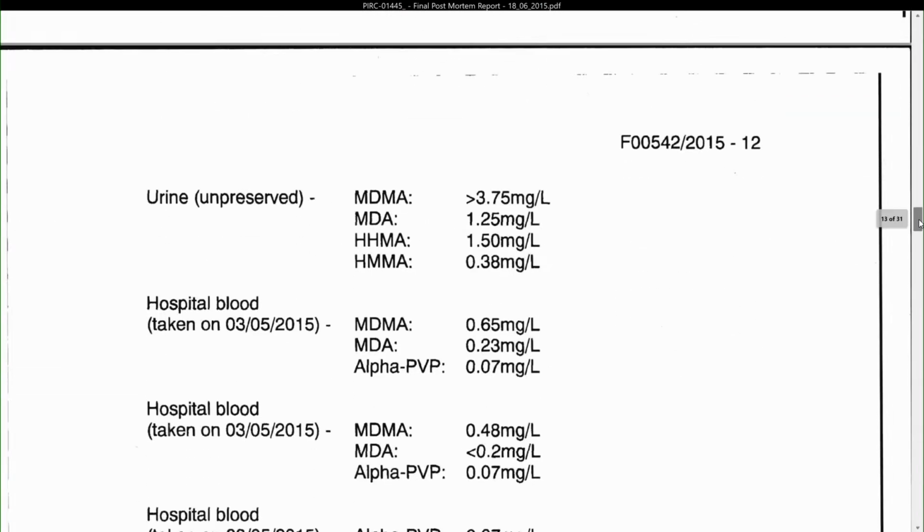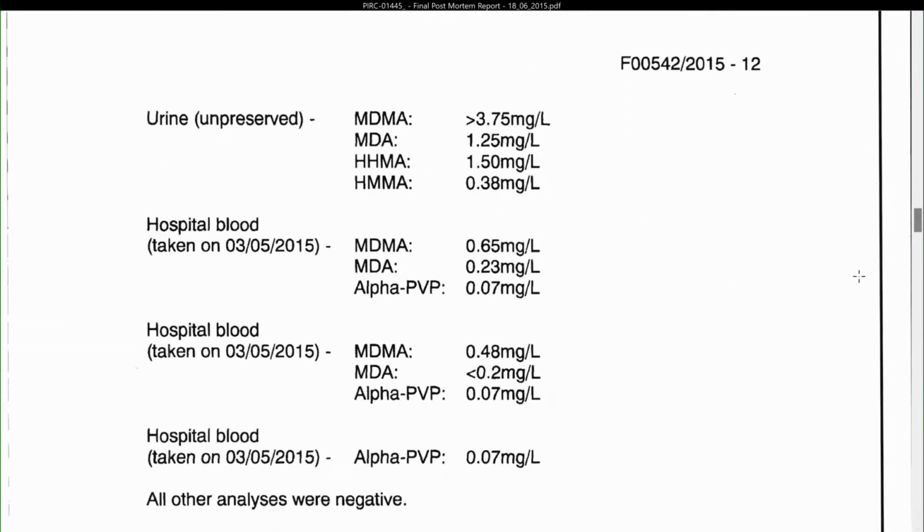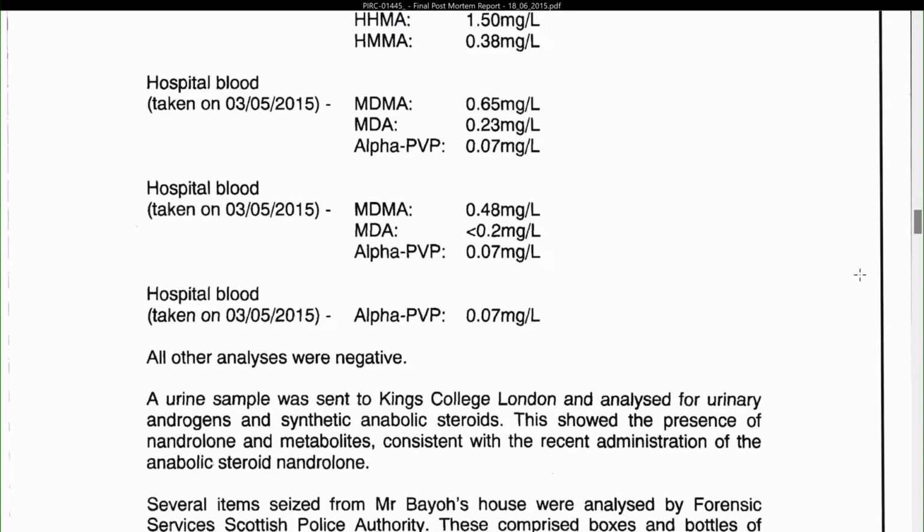And moving on to page 12, please, following on, do you see under the results, all other analyses were negative? And is that the other tests that would have been carried out at the time? Exactly, yes. And then you talk about a urine sample was sent to King's College, London, and analysed for urinary androgens and synthetic anabolic steroids. And this showed the presence of nandrolone and metabolites, consistent with the recent administration of the anabolic steroid nandrolone.